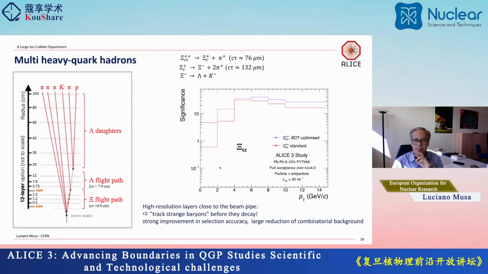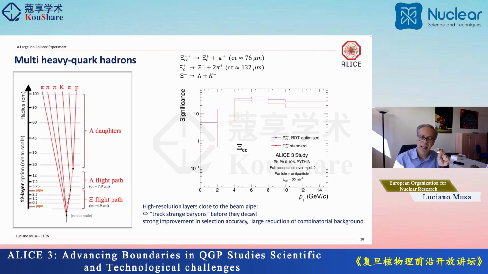And you see here our projections for the measurement of the XICC, for instance, with the Alice 3 detector. Here the plot is showing two different analysis techniques, standard analysis with rectangular cuts, and then using machine learning techniques. But you see that essentially we're able to have a good measurement all the way down to 0 PT for an integrated luminosity of 35 inverse nanobarn, which is what we expect.